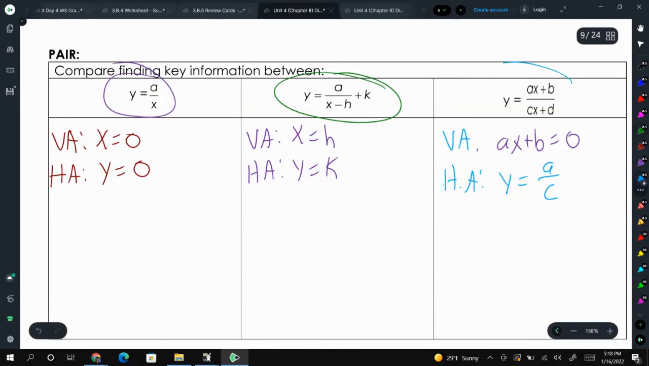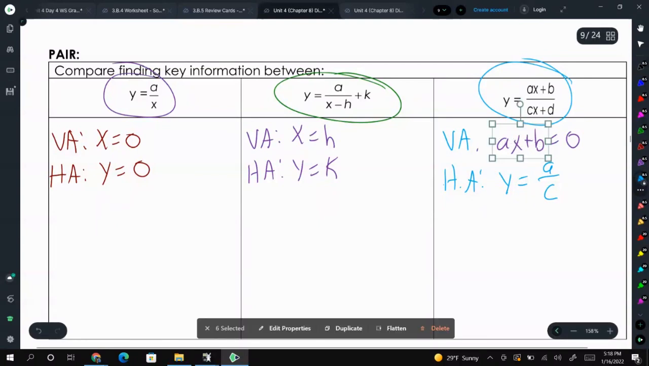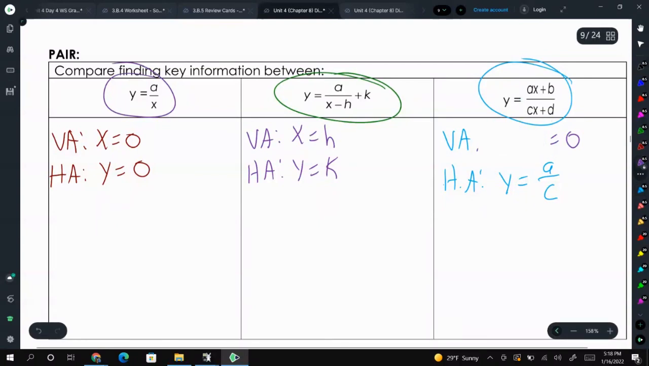And then finally, we had your linear over linear rational function, where for the vertical asymptote, you should set the denominator, not the numerator, equal to 0 and solve it. And then the horizontal asymptote is that ratio of the coefficients.